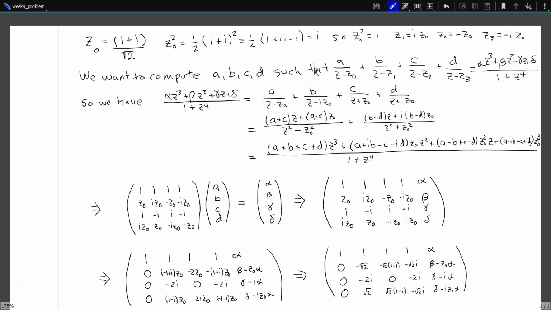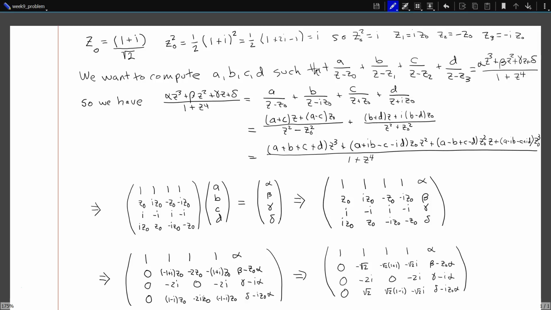We're going to start by recognizing we're looking at a problem where we're finding the fourth roots of minus 1, and we have found these roots already in the class. We know that they correspond to z0 is (1 plus i) over the square root of 2, that's e to the i pi over 4. And the other three roots are z1 equals i z0, z2 equals minus z0, and z3 equals minus i z0. Those are the four roots of z to the fourth equals minus 1.